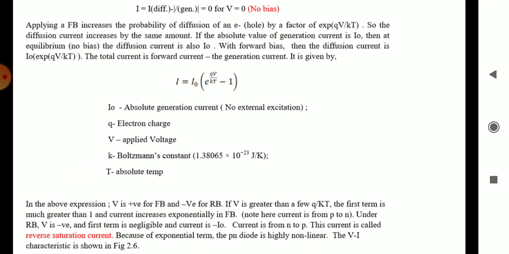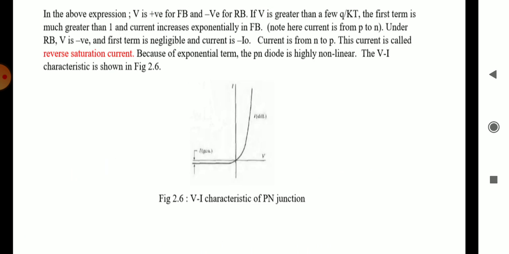Clear, no? You have to draw the graph along with the terminologies. You have to explain it in the exam. So this completes the VI characteristics of the PN junction and the qualitative description of current flow at the PN junction.